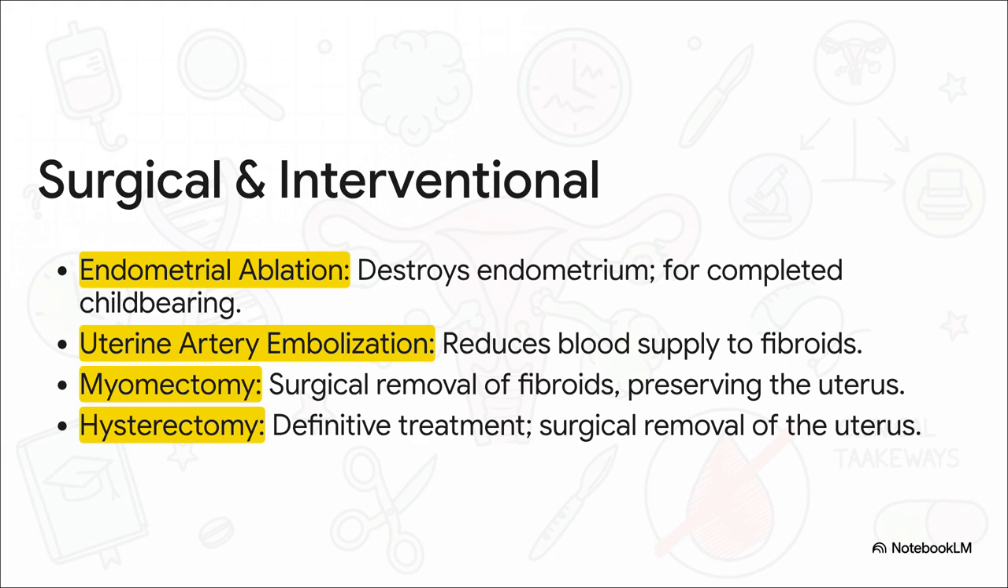They range from endometrial ablation, which destroys the uterine lining, all the way to a myomectomy, where we just remove fibroids while keeping the uterus for future fertility. Uterine artery embolization is another cool option for fibroids that works by cutting off their blood supply. And then, of course, for the definitive cure, there's hysterectomy, the removal of the uterus.